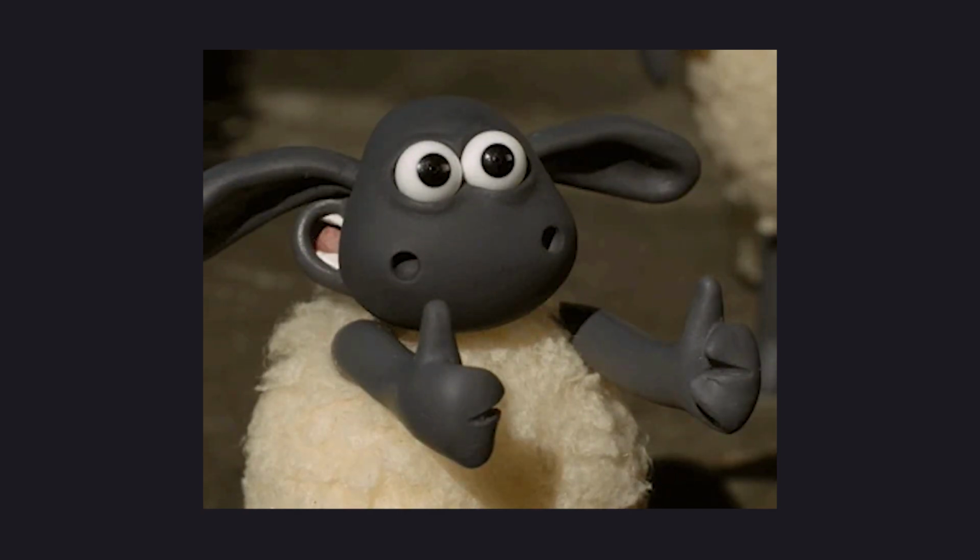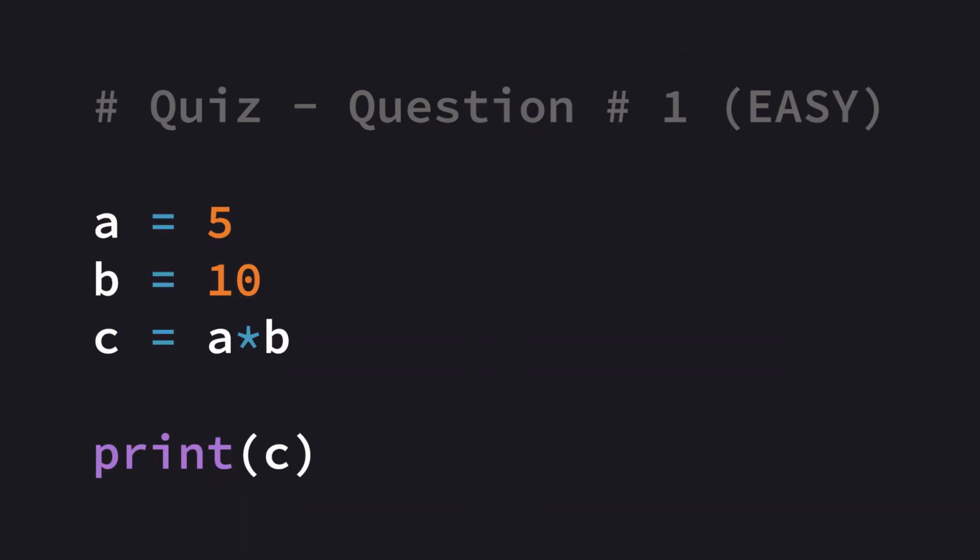Cool. I'll close out this video with a quiz. Question number 1, easy difficulty. Given A equals 5 and B equals 10, in the expression C equals A times B, could you please tell me what C is equal to?